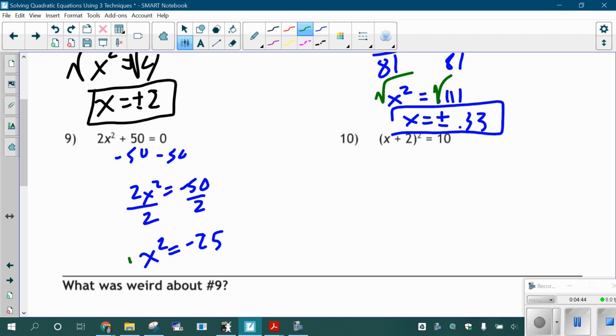Now, you could talk about imaginary solutions, but we're not really going to talk about that now. For our purposes, I just want you to say we were squaring a negative, so there's no solution. Okay. Number 10 is a little tricky.